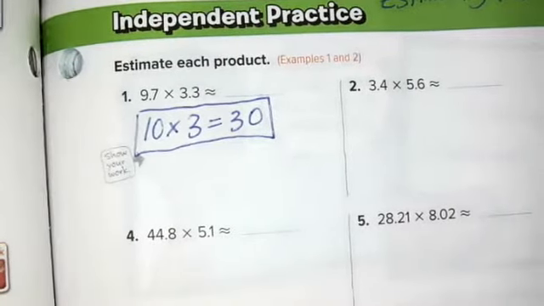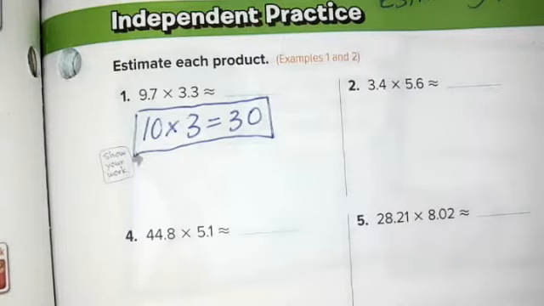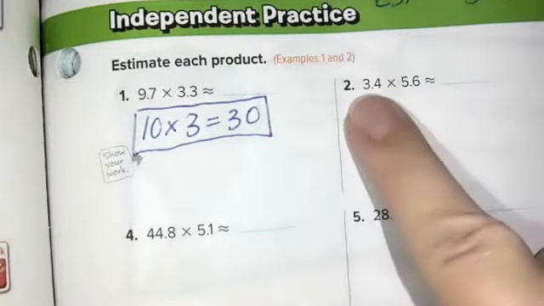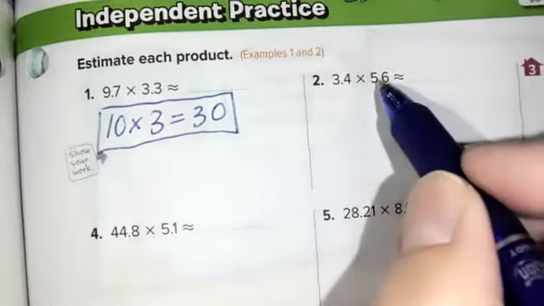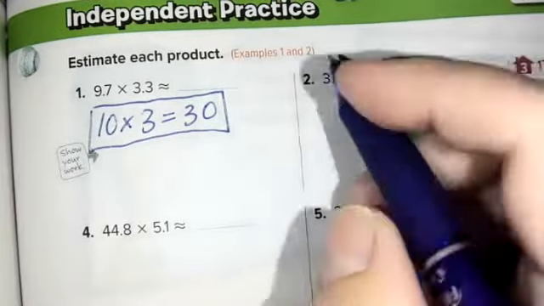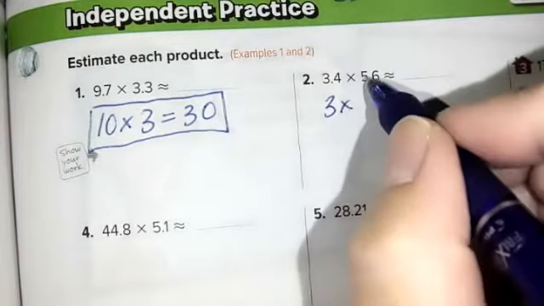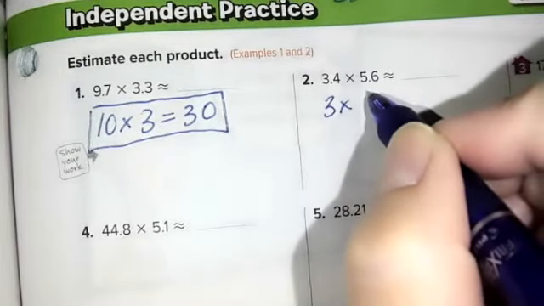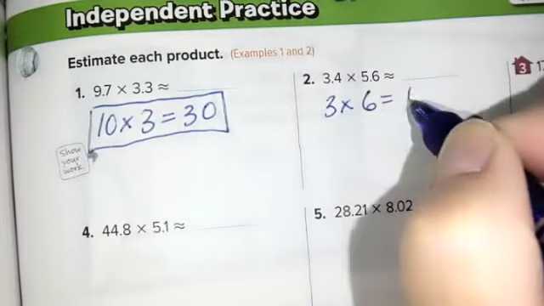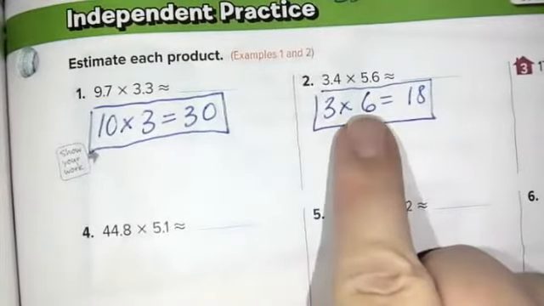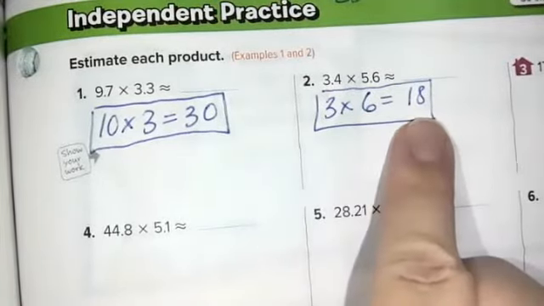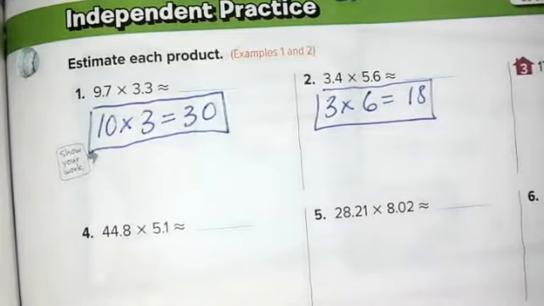Number 2, these are both also numbers between 0 and 10, so they're single digits to the left of the decimal. So I'm going to round to the nearest 1 place for both of these. That's not always the case, but in this instance, I am. 3.4, I'm going to round that to 3. 5.6, I'm going to round that to 6 to get an estimate of 18. So again, I rounded these two numbers to get an estimate of 18. The rounding helped us to get an accurate estimate.